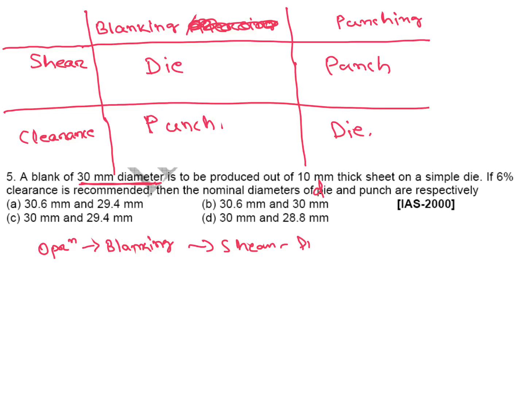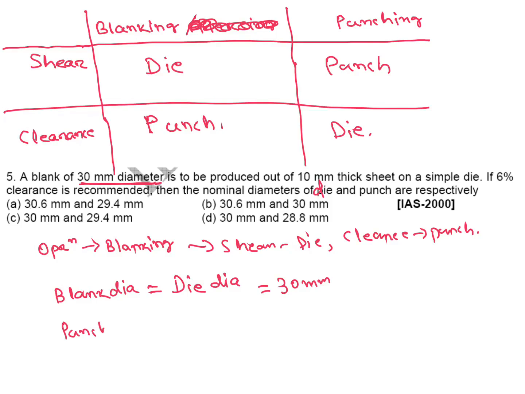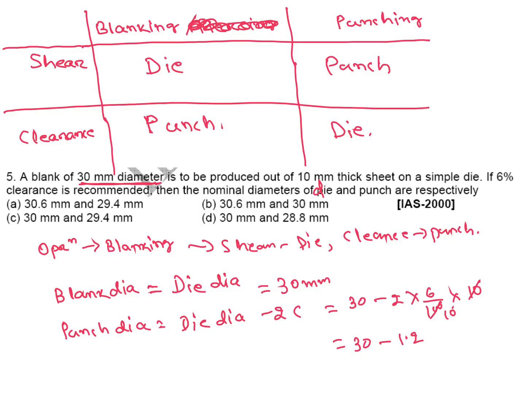So our blank diameter is equal to our die diameter. But if the operation is punching, then the hole diameter is the punch diameter, and we have to calculate the die diameter. So blank diameter equals die diameter, 30 mm given. Then punch diameter is die minus 2 into clearance. Die is 30, minus 2 into clearance, where clearance is 6% of thickness. So 6 by 100 into thickness 10 is 0.6. So 30 minus 2 into 0.6, that is 1.2, gives 28.8. So from the options, for the diameters of die and punch, D is our answer.